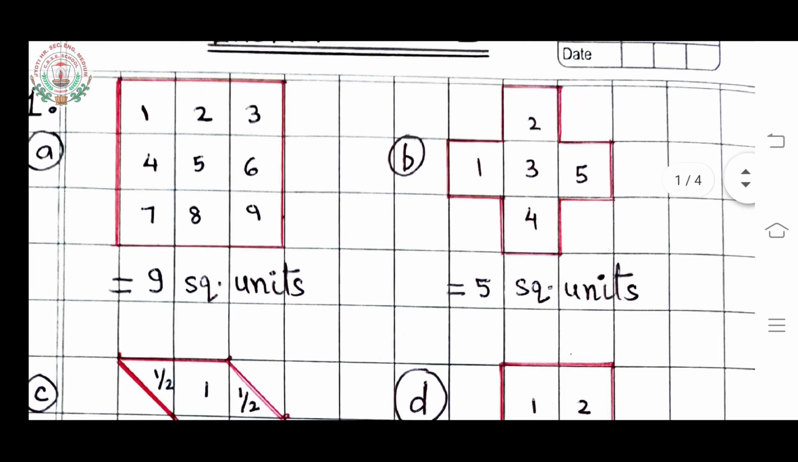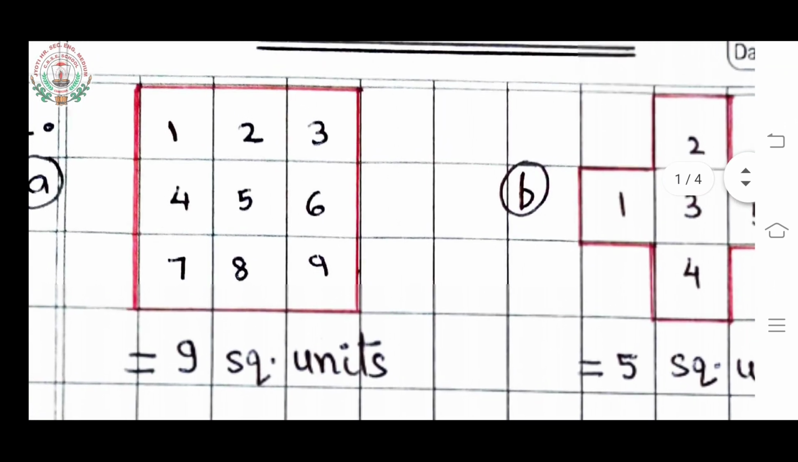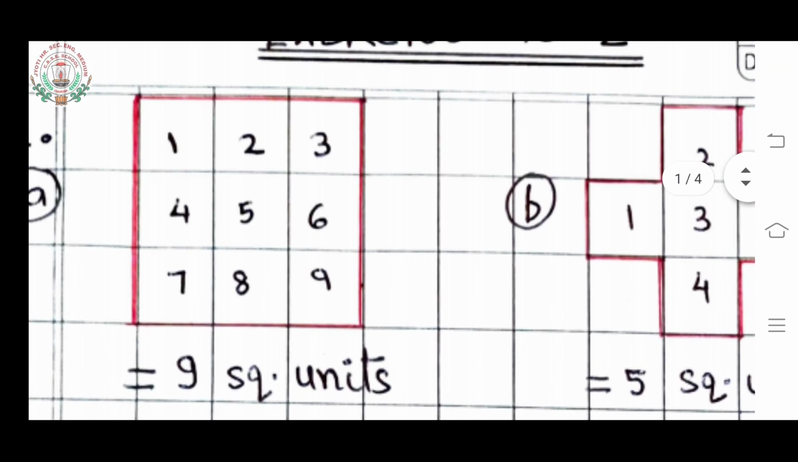A part. This question is looking like a square. 3 boxes at the top and 3 boxes at the side. Means both side it is equal. 3 this side and 3 this side. So total 9. That is 3 into 3 is 9. 3 3s are 9. So 9 square units you got the area. Means side into side. Both length and breadth are same.